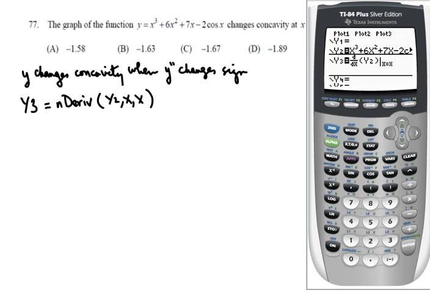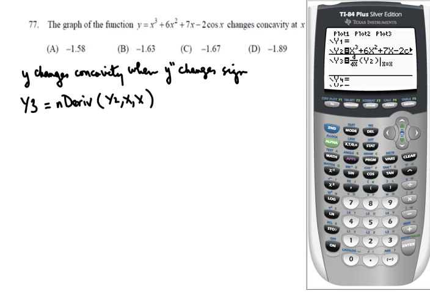Over to the left here, I've written what that would look like if I were not using the new operating system. So it would be y3 equal to nDeriv of y2, which I get from yvars function y2, x comma x. The first x is the variable I'm differentiating with respect to, and the second x would be the value that I want to find the derivative at. When I put in x, it finds it for all values. So this gives me the first derivative.